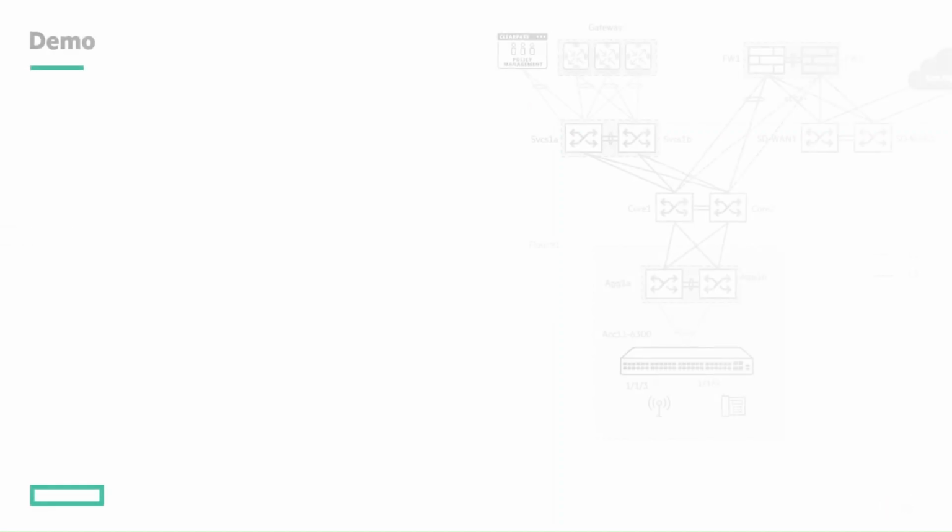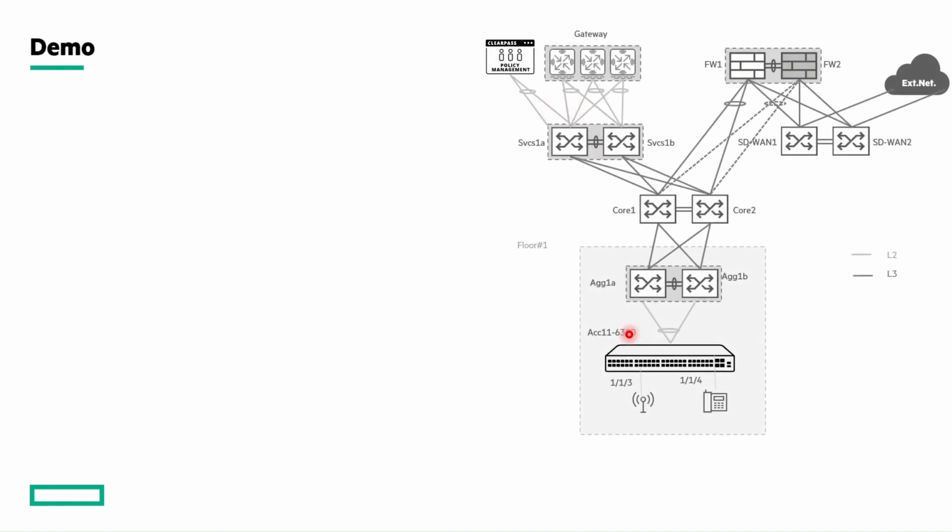So here is the topology I'll be using for the demo. It's a three-layer topology with access switch connected to aggregation, to the core, and then the ClearPass Policy Manager. I'll be using two clients for this demo. One is an AP and the other one is a phone.